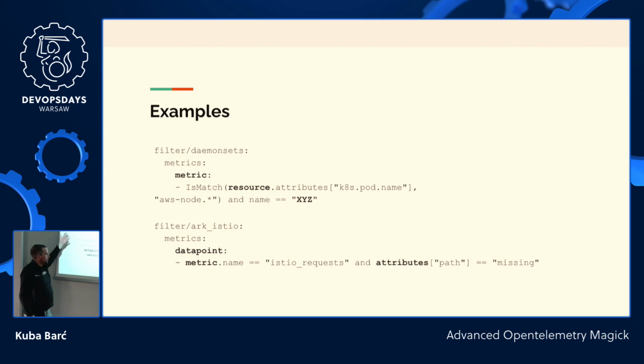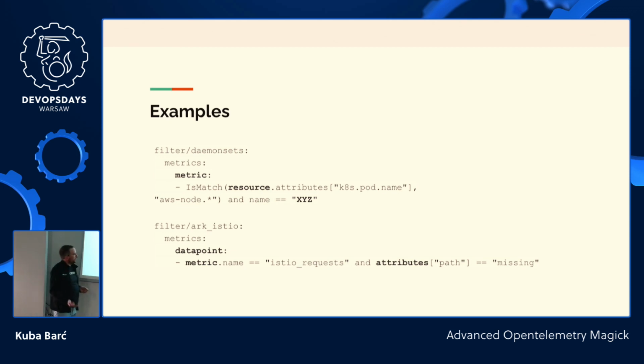Now that you know that pod name is a resource attribute, you can, from the perspective of a metric, ask, hey, tell me what my resource is, and what's the attribute for that particular value. The same goes with filtering on the data point level. If you want to examine every data point that you have, a data point doesn't have a name.